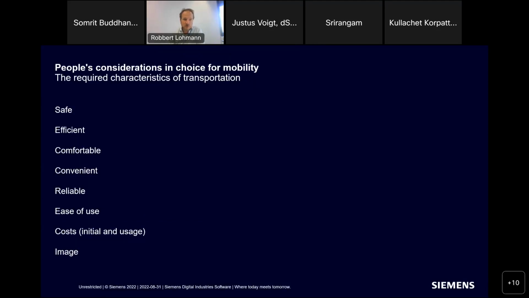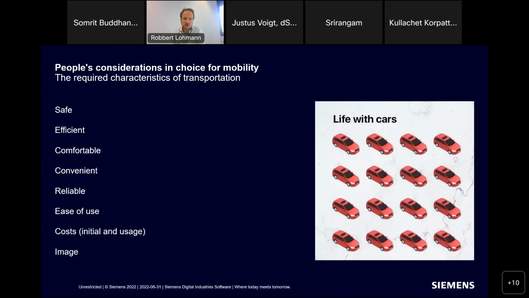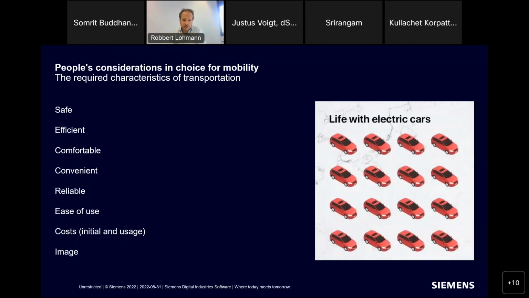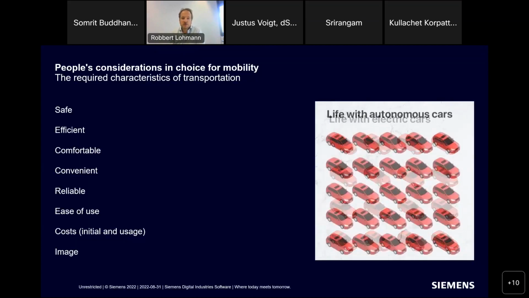Obviously, low costs, but it has to be easy to use. Unfortunately, for most people, the image of the type of transportation they use also plays into this. So when you look into this, what you see in many discussions is that, and I found this picture on LinkedIn, which was a great source for discussion over the past weekend, life with electric cars looks like, it's not much different than ultimately what life with autonomous cars looks like.